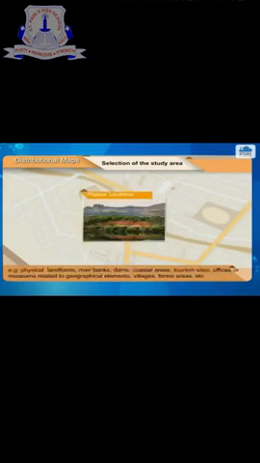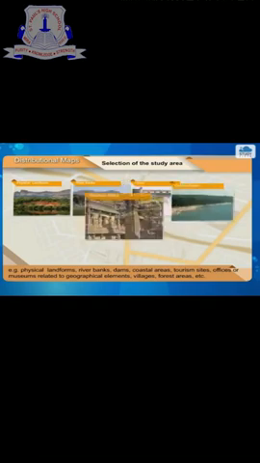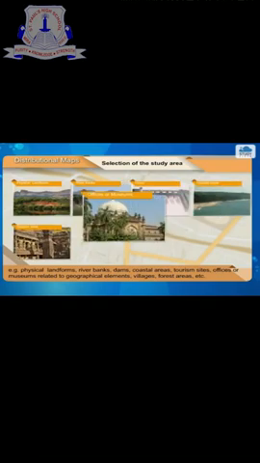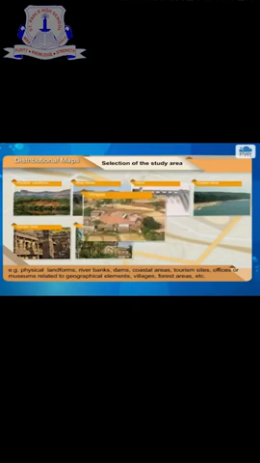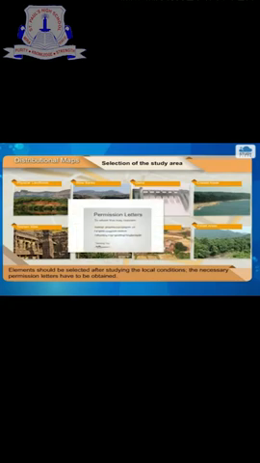Selection of the study area. Geographical field visits are organized for study of various elements, for example, physical landforms, river banks, dams, coastal areas, tourism sites, offices or museums related to geographical elements, villages, forest areas, etc. Elements should be selected after studying the local conditions. The necessary permission letters have to be obtained.